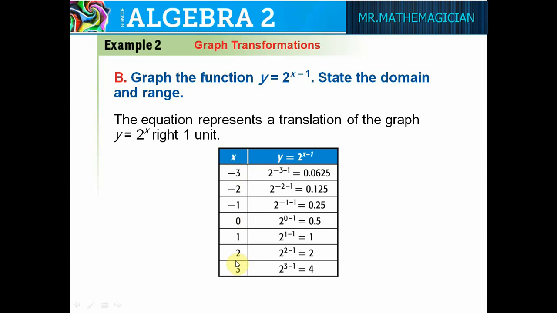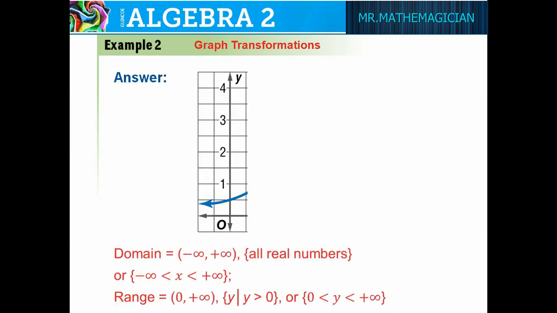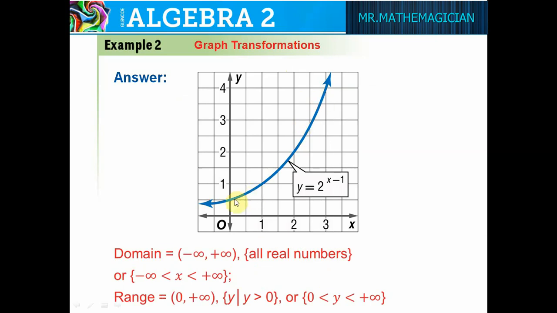Also take x from negative 3 to 3, substitute x for these values, you will have these results. Means 3 up to 4, from 2 up to 2, 1 and 1, 0 and half, negative 1 and quarter, and so on. And the graph will take this shape.